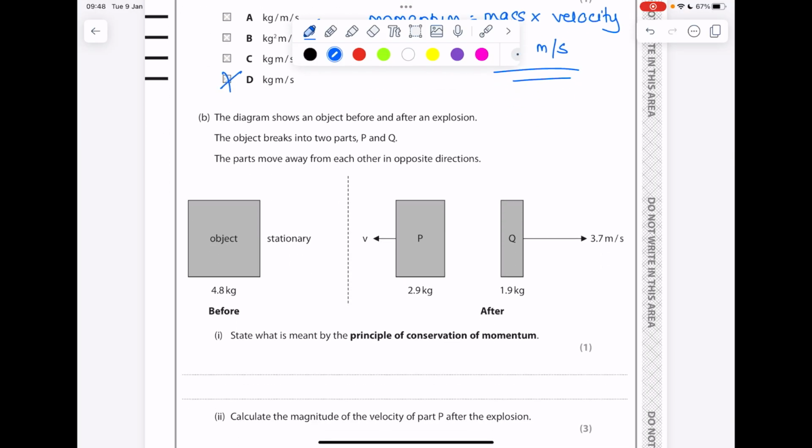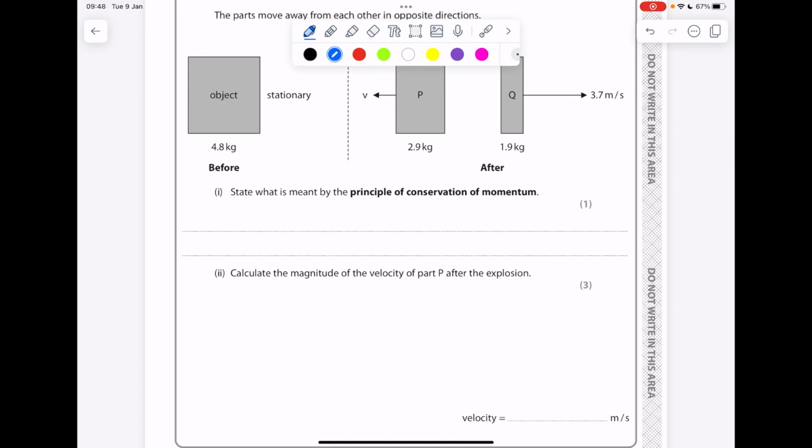The diagram shows an object before and after an explosion. The object breaks into 2 parts, P and Q. They move apart from each other in opposite directions. State what is meant by the principle of conservation of momentum. It's that momentum before equals momentum after the explosion or collision or whatever it is.